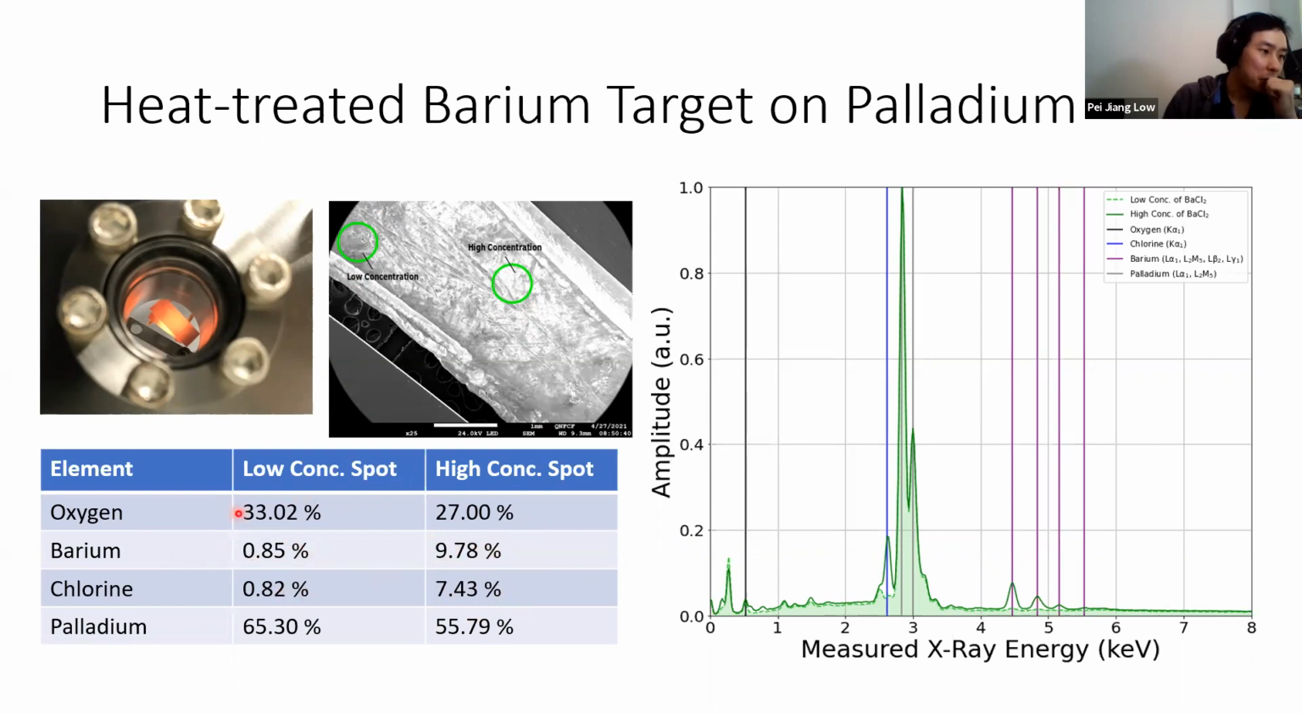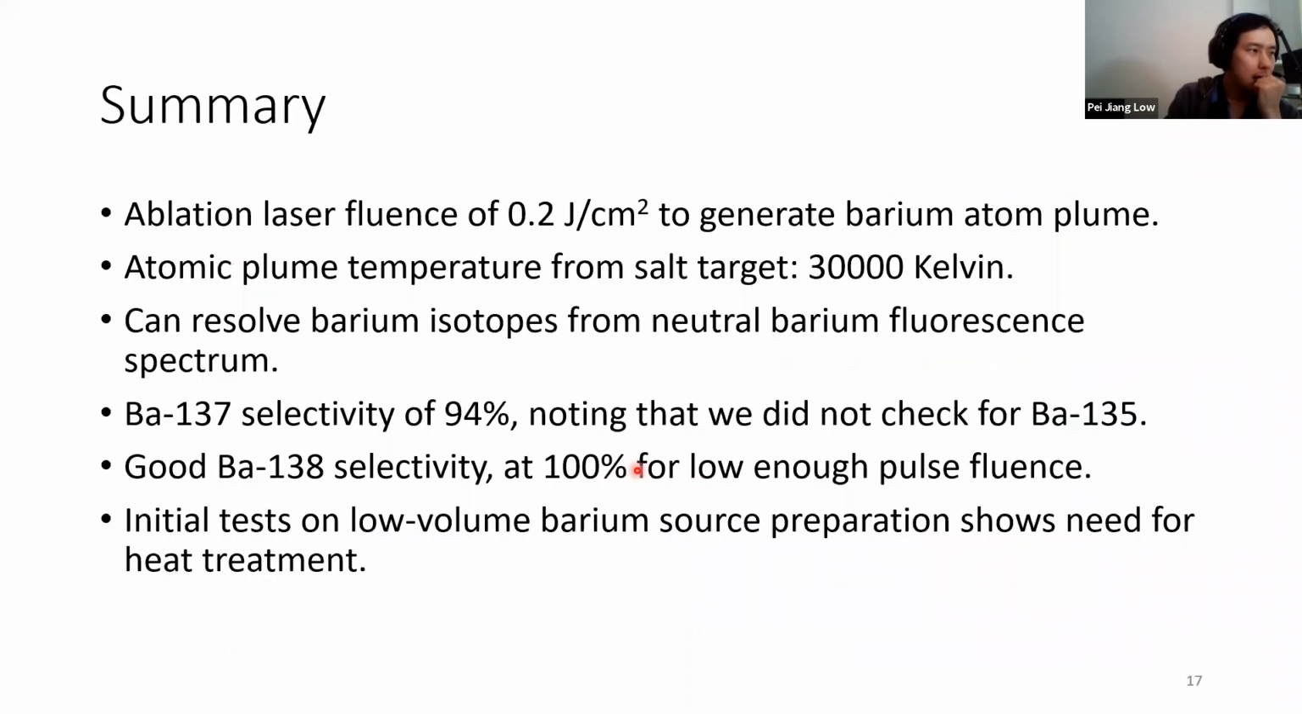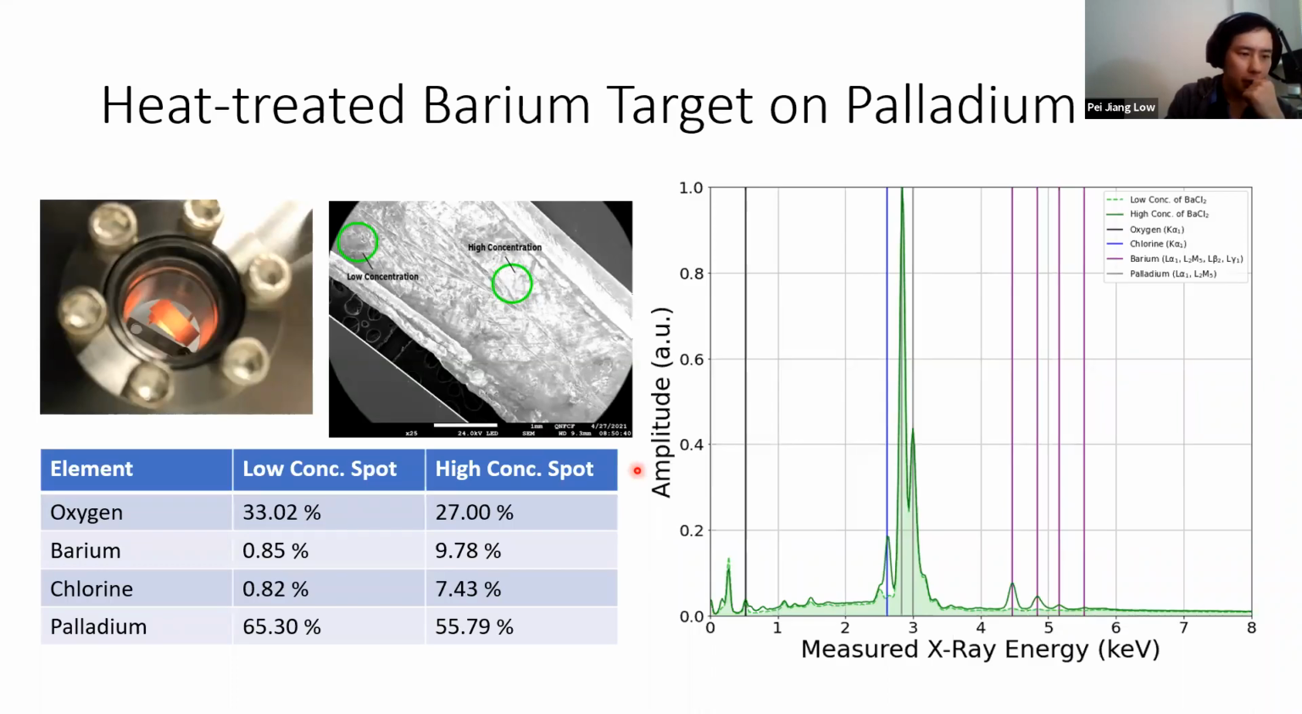And if you look here, the oxygen content is high, and that's because we do not have a method to heat it and then put it in a chamber and test it all in vacuum yet. So it has oxidized somewhat during this process. So this is where we are at right now, and we still have not tried looking for neutral barium fluorescence from this target and trying to load from this heat treated target yet.